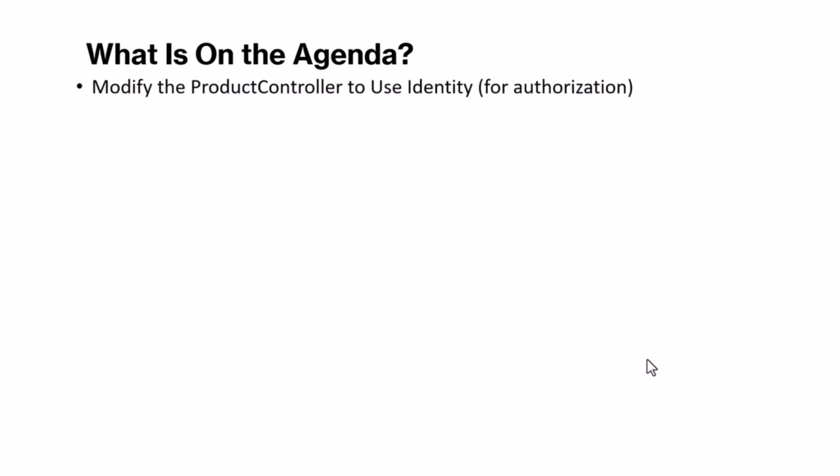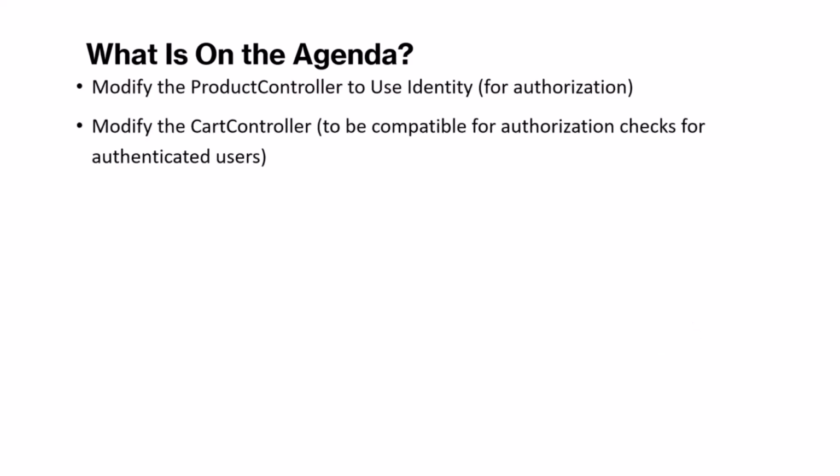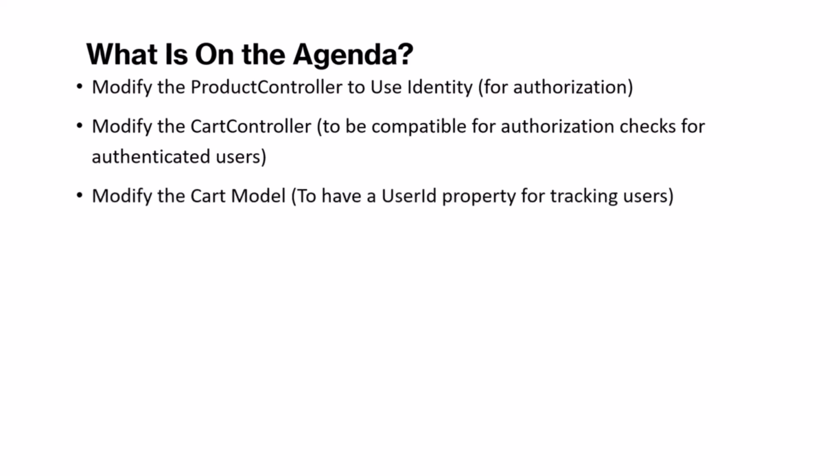What's in this agenda? Modify the products controller to use identity for authorization. Let's be quick. Modify the cart controller to be compatible for authorization checks for authenticated users, and then modify the cart model. We already built the cart model, but we need to have a separate user ID property for tracking the users, because we are going to be authorizing the user to view only specific data.